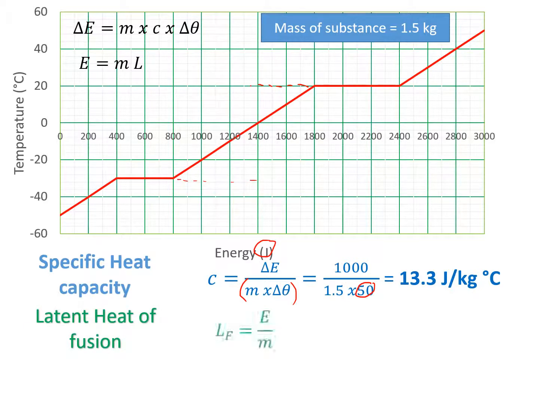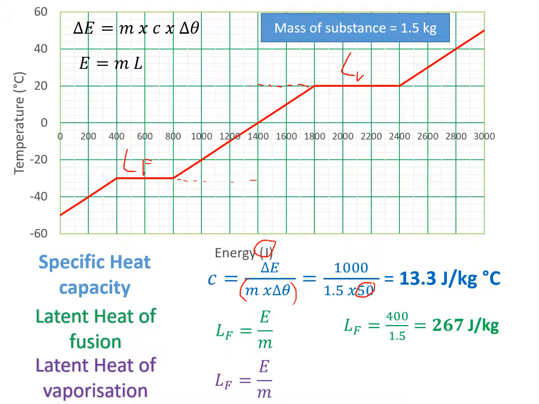Latent heat of fusion, L equals E over M. We've got the mass, the energy for fusion, which is here. This is the latent heat of fusion. That will be 400 over 1.5, which gives us 267 joules per kilogram. And then up here we have the latent heat of vaporization. Same equation. The energy supplied was 600 joules between here and here, divided by 1.5 kilograms gives us a final answer of 400 joules per kilogram.